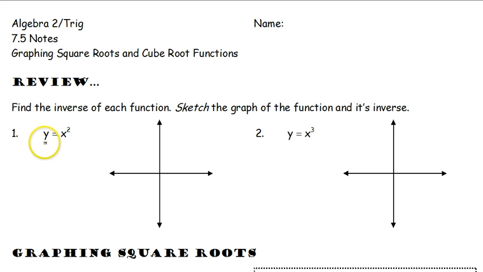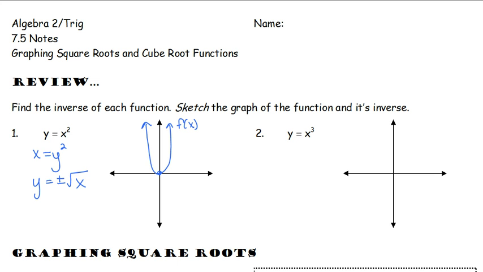So if we look at number 1, we've got y equals x squared. If we have y equals x squared, we know that's a parabola that has a vertex at 0, 0 with a normal shape. So y equals x squared is going to look something like that, and that's going to be our original function. And we want to find the inverse, so we switch our x and our y, and then we solve for y. So y is equal to plus or minus the square root of x.